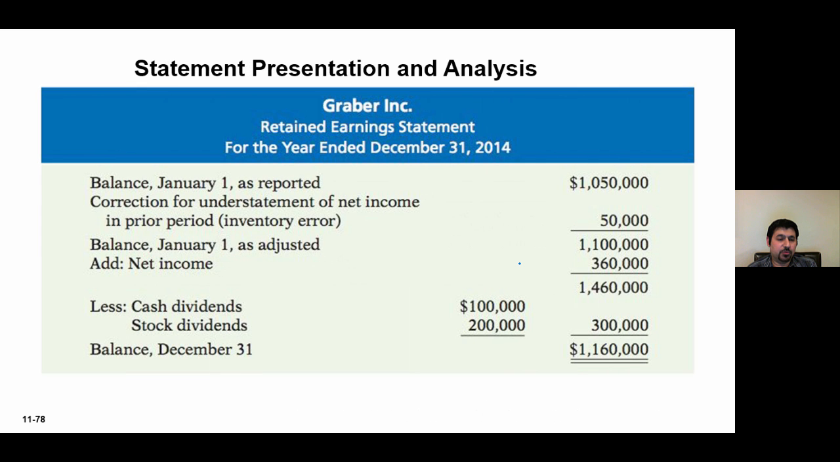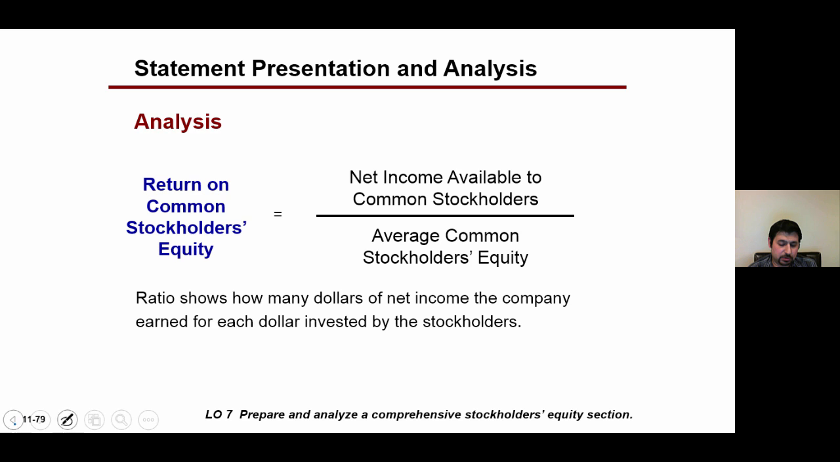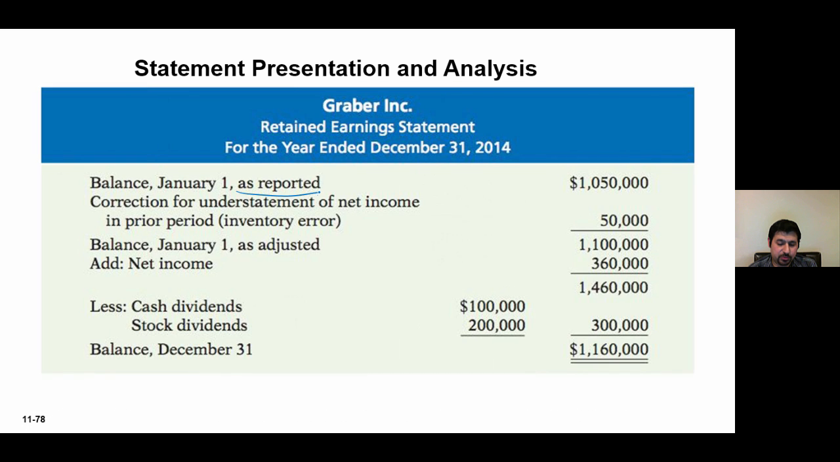So this is how the corrected retained earnings statement will look like. We have the balance as reported. Then we have the correction. So we have later on the balance as adjusted. We add net income less dividends, and that would give us the ending balance of retained earnings.